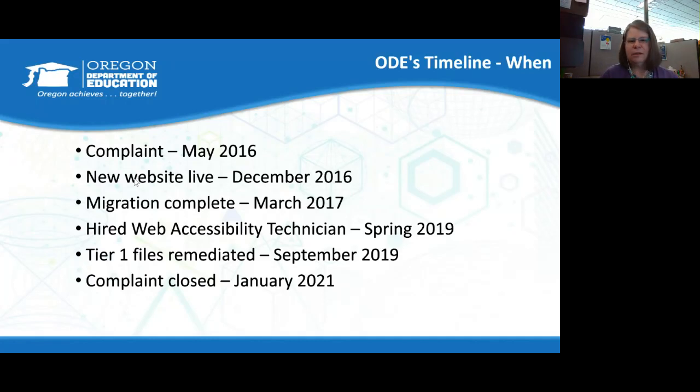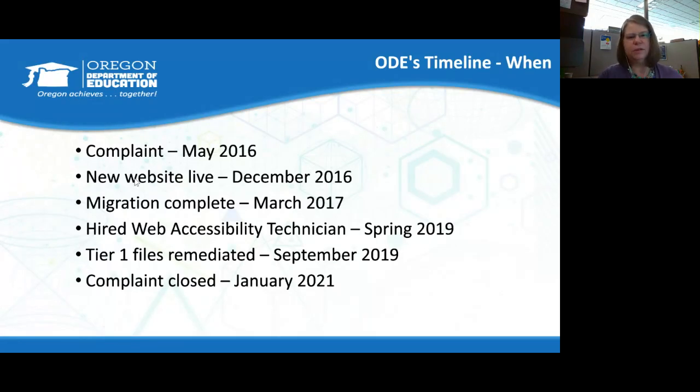We hired a web accessibility technician. This is somebody who sits and babysits the backend of the website to make sure that it's accessible. In the spring of 2019, we finished up remediating all of our tier one files. Those were roughly 50% of the files on our website that were posted to our website in September. And then we closed our complaint. We actually closed our complaint in January of 2021.